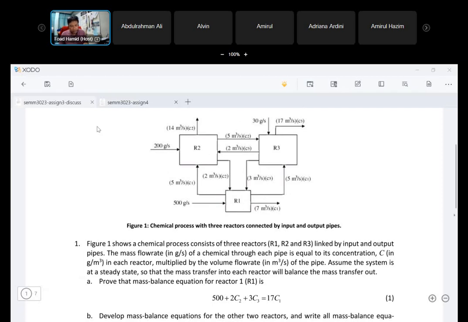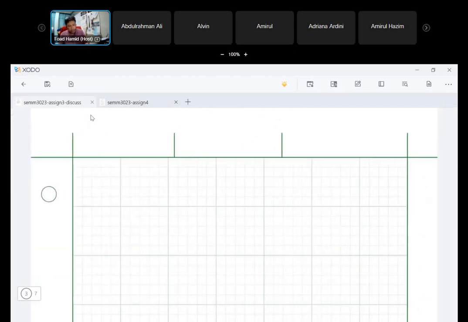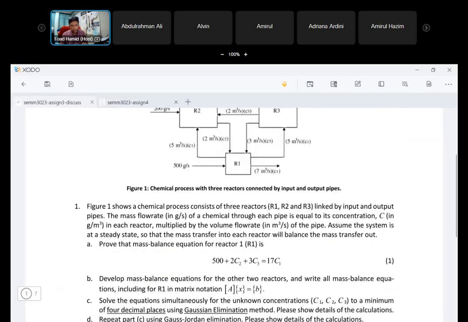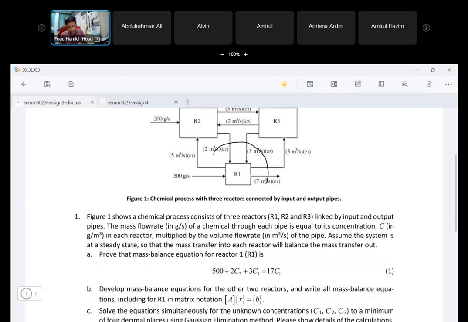So let's do this question here. Question number 1. Oh, before that, let me have my reference. Okay, so it says prove that the mass balance for reactor 1 is 500 plus 2C2 plus 3C3 equal to 17C1. And we are interested in this reactor here.